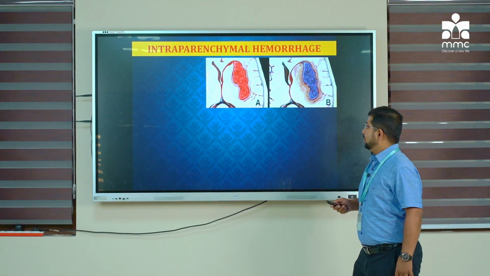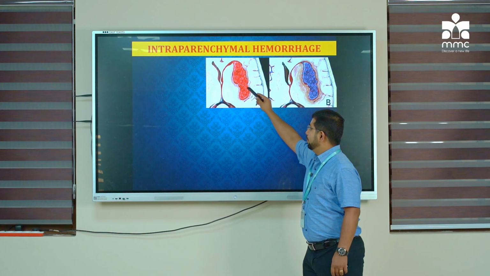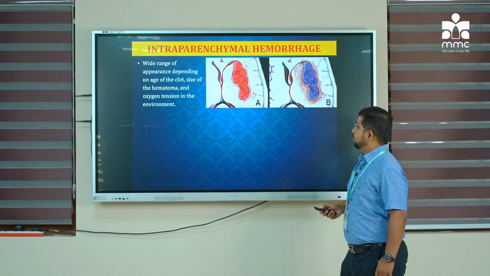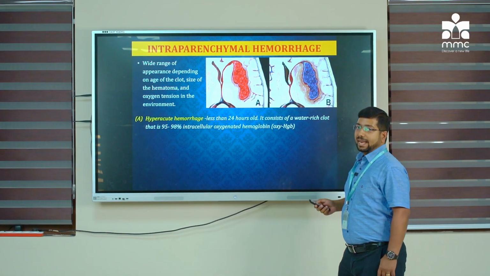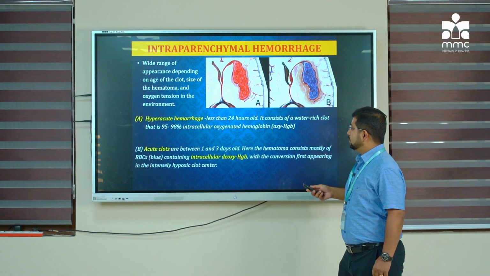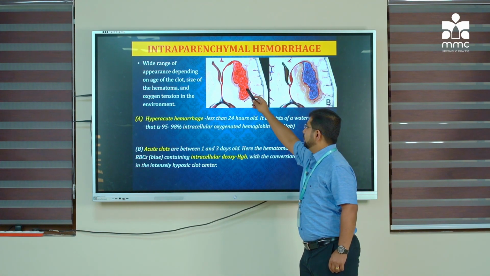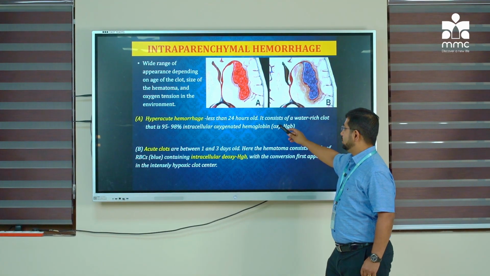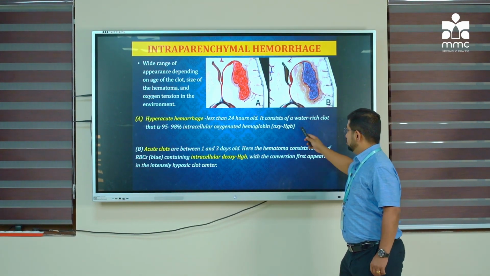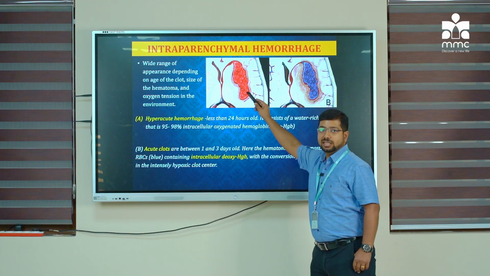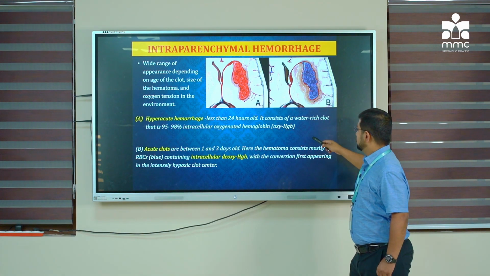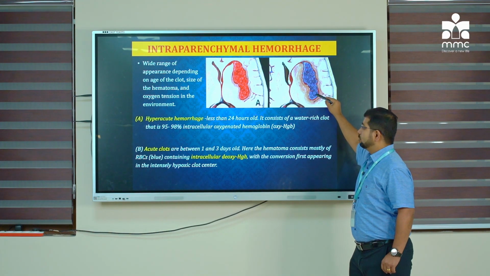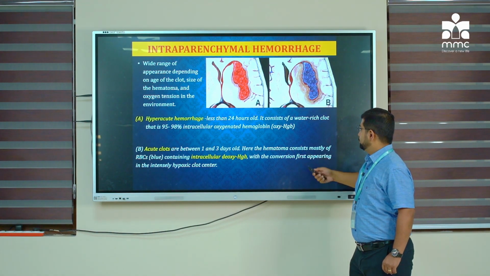Coming to intraparenchymal hemorrhage, we can see that there is a hemorrhage and it is filled with red blood cells. So depending on the time of hemorrhage, this is hyperacute hemorrhage. So there is blood inside, red blood cells with hemoglobin inside. So this is hyperacute hemorrhage, which is less than 24 hours. So these red blood cells have oxyhemoglobin inside. So as the blood clots, which is 1 to 3 days, the oxygenation will go and it will become deoxyhemoglobin.